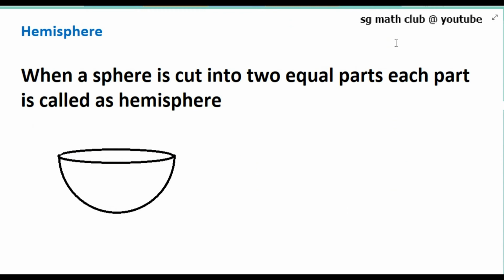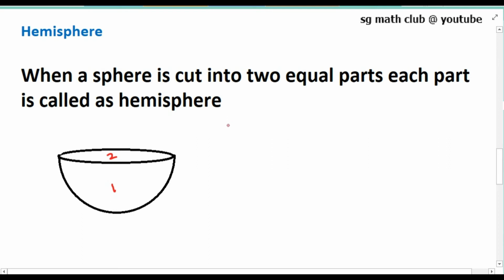Now next let us see what is hemisphere. When a sphere is cut into two equal parts, each part is called a hemisphere, and hemi means half. Now this hemisphere has got total how many surfaces? It has got two surfaces. One is this curved surface and the other one is a flat face or a flat base, you can say. So it has got two faces: one is a curved face, other is a flat face.